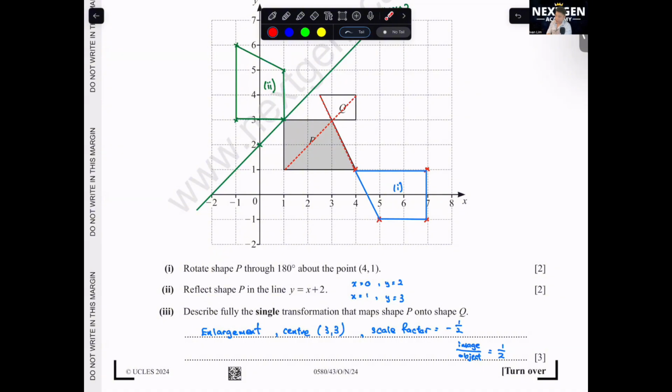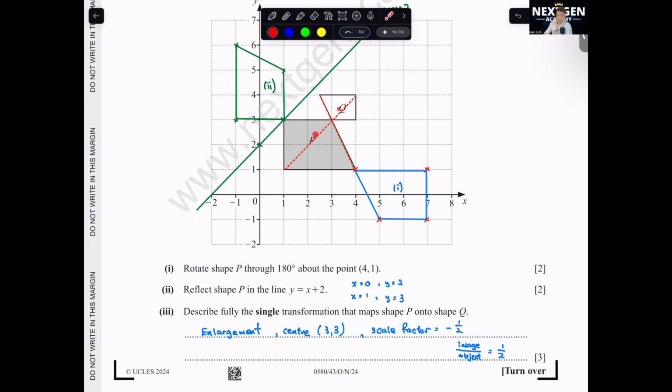Negative is when it becomes smaller? No, wrong. Negative means on the opposite side of the center. You get an upside down shape. Negative is not becoming smaller. A value that is less than 1 but more than 0 represents becoming smaller. Follow this formula: image over object. Negative means they are on the opposite side of the center.